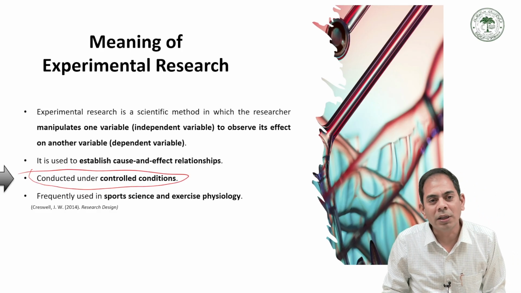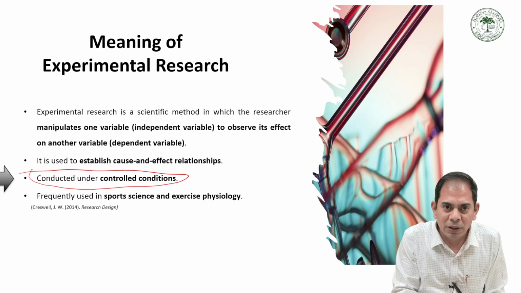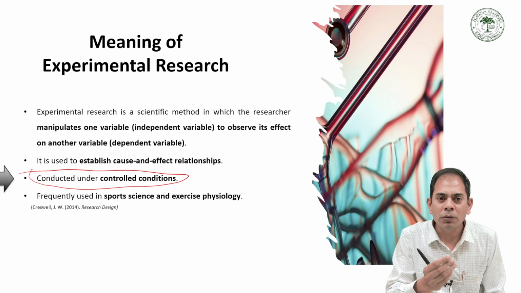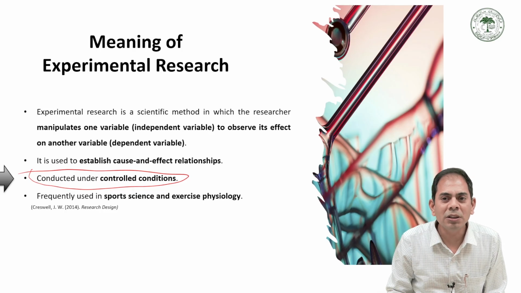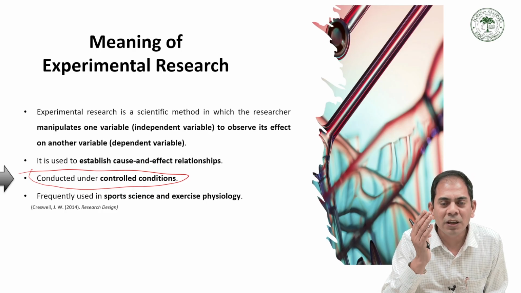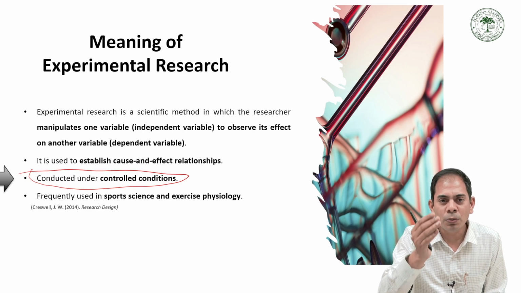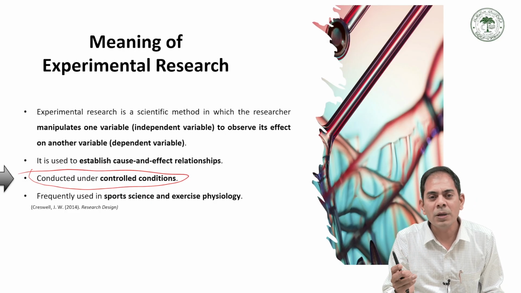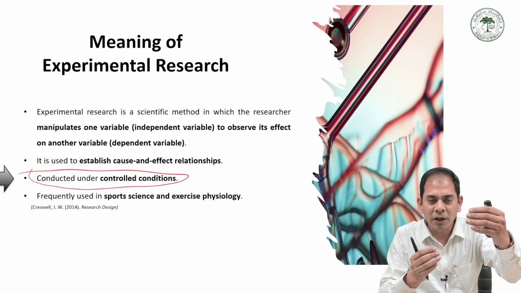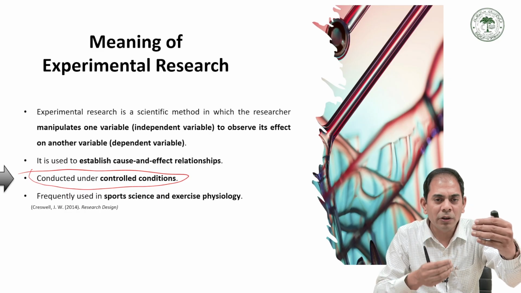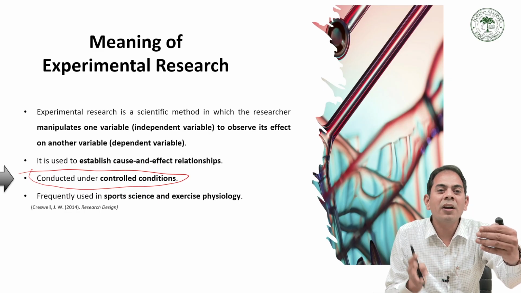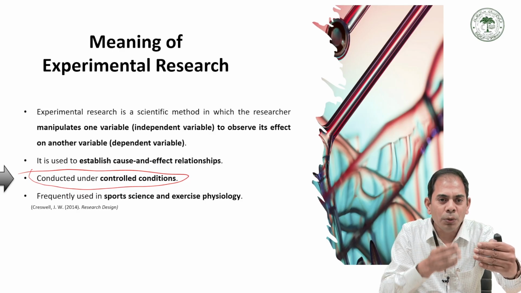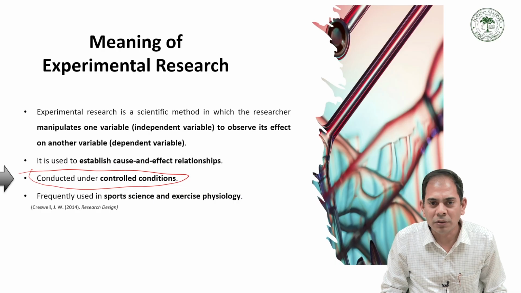Next important thing is that it is conducted under controlled conditions, because experiments are always conducted in a controlled condition. So the researcher tries to control all other variables so that the results are accurate and reliable, because we try to find out the effect of changes in one variable on the others, but many other factors also have an effect. So we try to control the other factors to get accurate and reliable results through experimental research.